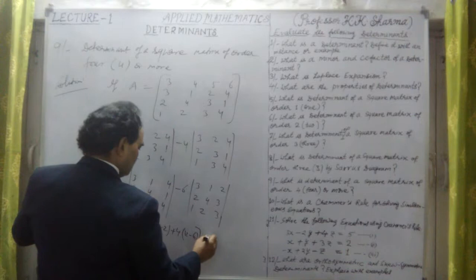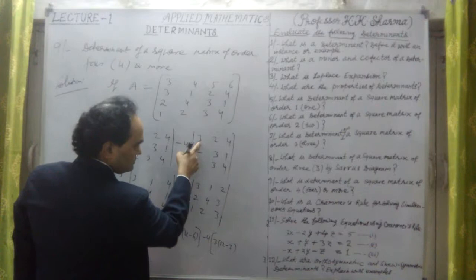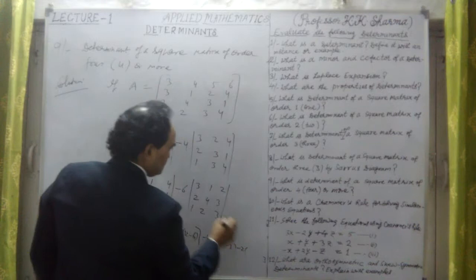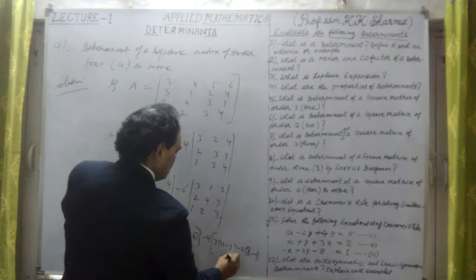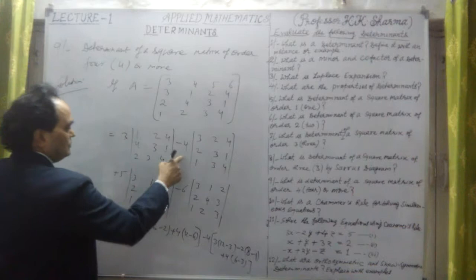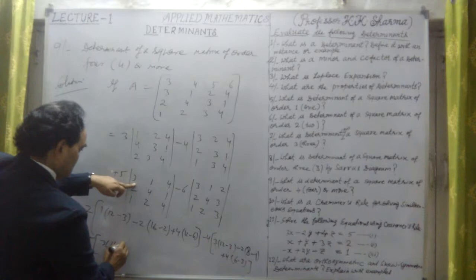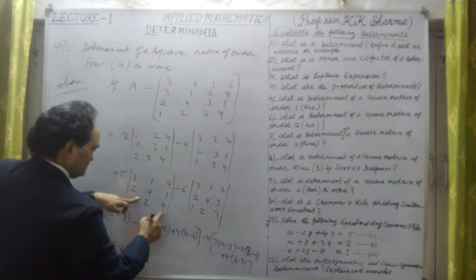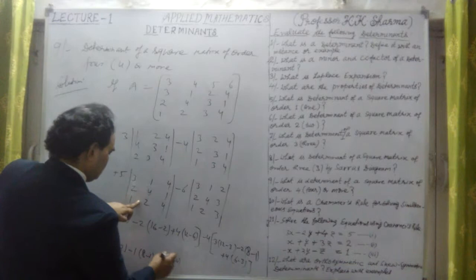Then minus 4. So this is 3 into 3 4 12, minus 3. Minus this, 2 into 4 2 8, minus 1 1 1. Then plus 4, this is 3 into 6 minus 3, with the 4 here. Now this is with plus 5. This is 3 into 4 4 16 minus 2, minus 1 into 4 2 8 minus 1, then plus 4 into 2 4 minus 4. This is 0. This is the third value.